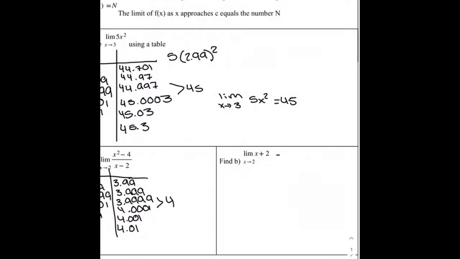Looking at B, we would do the same thing with our table. However, another way we can do these is just plug in 2 into the function. So 2 plus 2 equals 4. So I may specifically ask you to use the table method, and you want to use the table method, or you can just try plugging in the number.